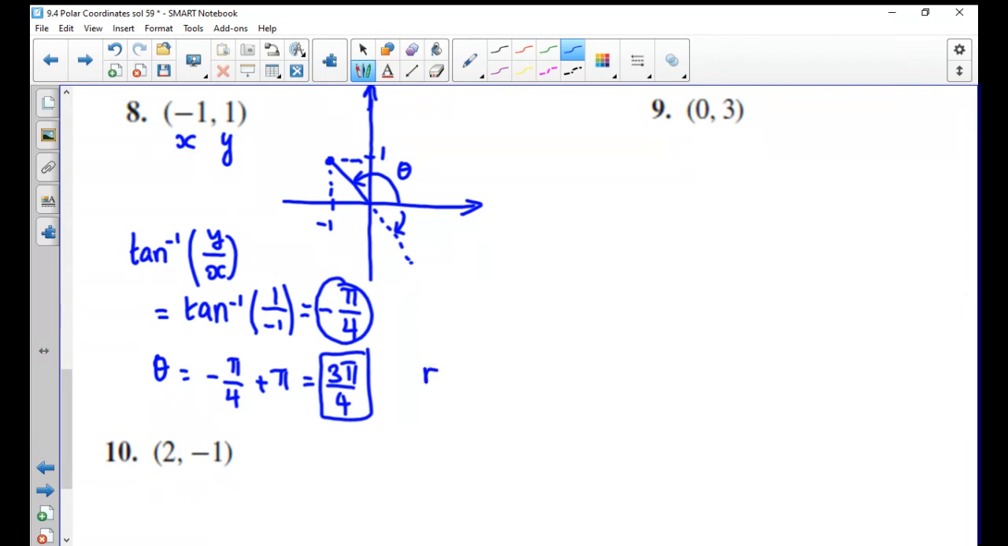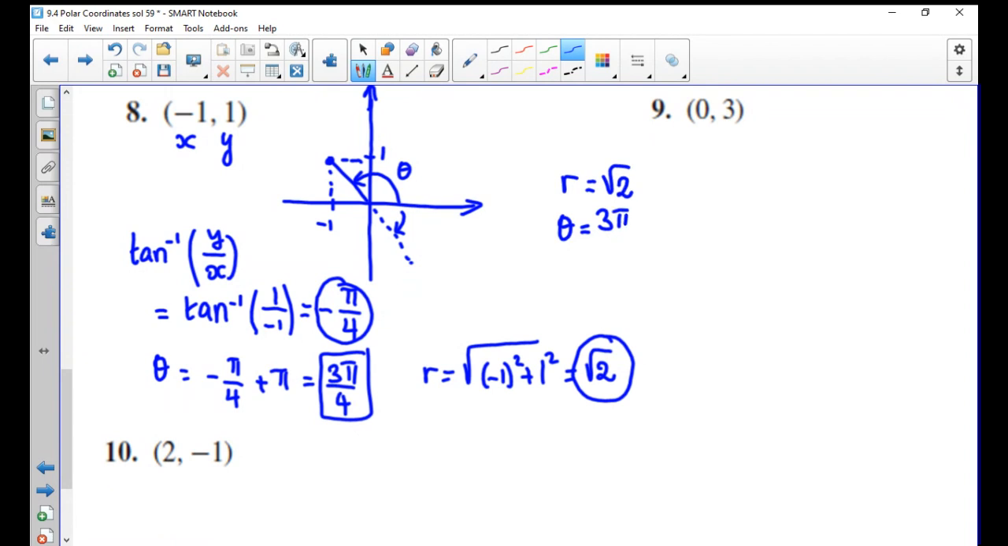And then r, with this theta, r will be the square root of minus 1 squared plus 1 squared, which will give us square root of 2. So this is one representation: r equals square root of 2, theta equals 3 pi over 4. Perfectly okay as polar coordinates.